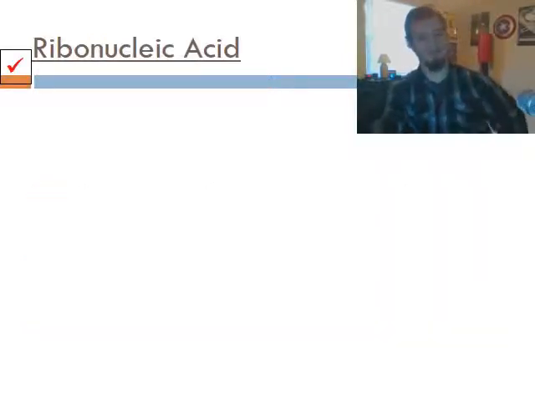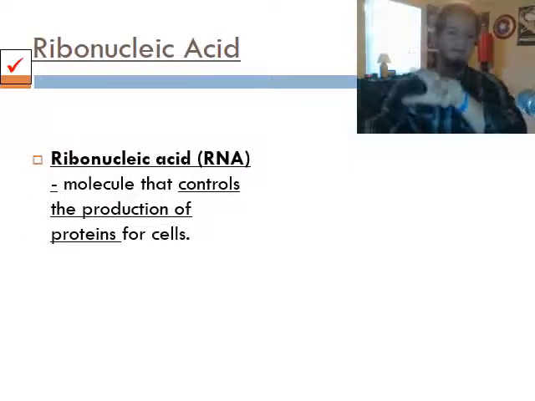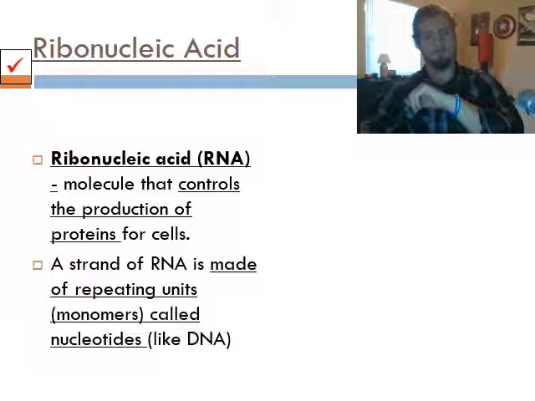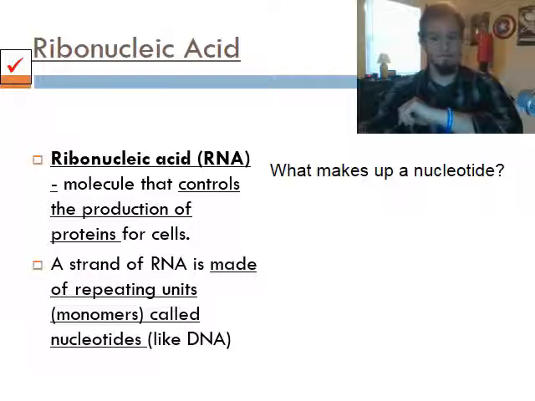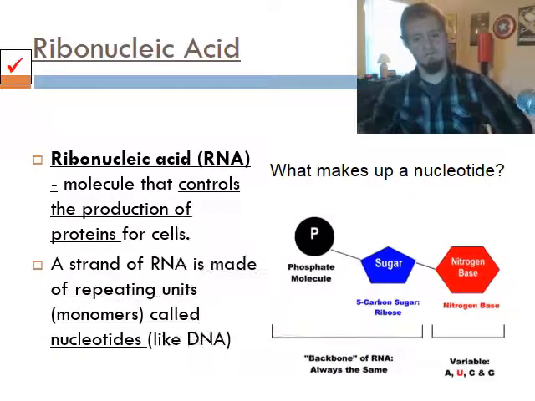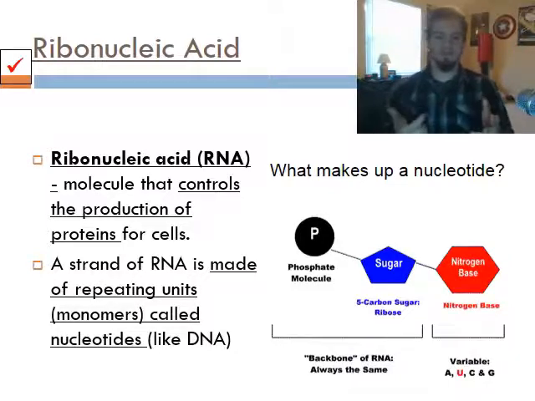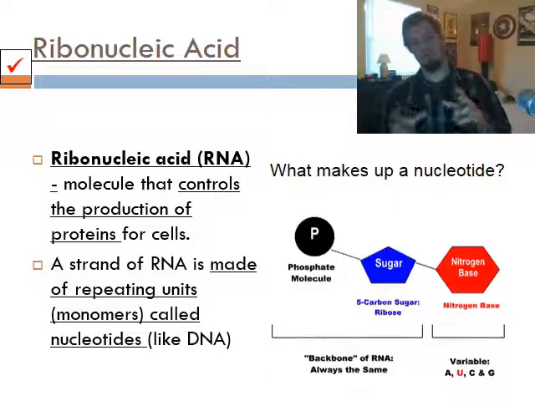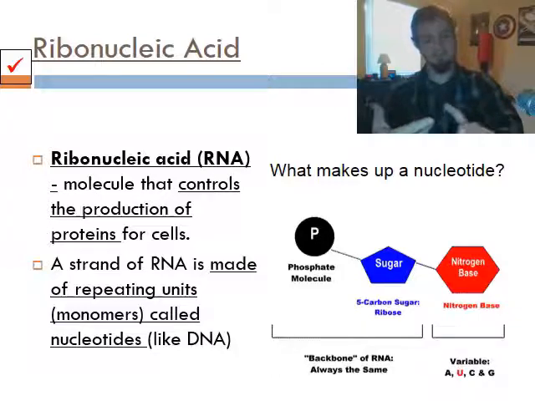So the first thing we need to talk about is ribonucleic acid, or RNA. RNA is a molecule that controls the production of proteins for cells. A strand of RNA is made of repeating units or monomers called nucleotides, just like in DNA. And if you remember what makes up a nucleotide, we have three components. We have a phosphate, a 5-carbon sugar, which in this case is going to be ribose. But the nitrogen base is going to be slightly different. As you can see, we have A, U, C, and G, which is adenine, uracil, cytosine, and guanine.